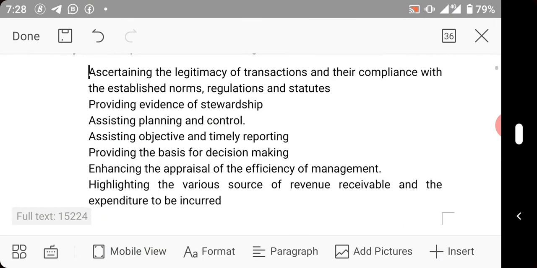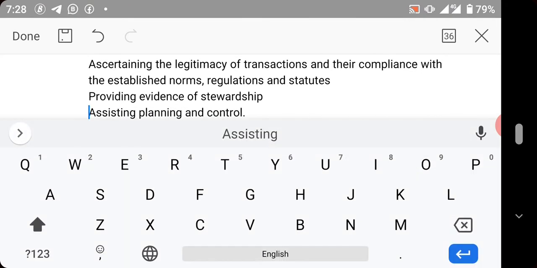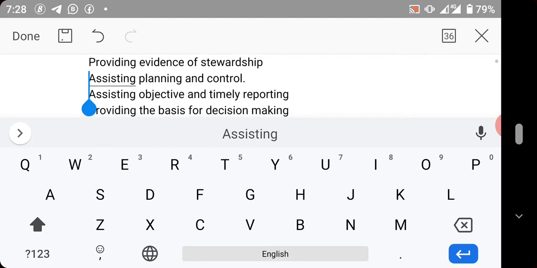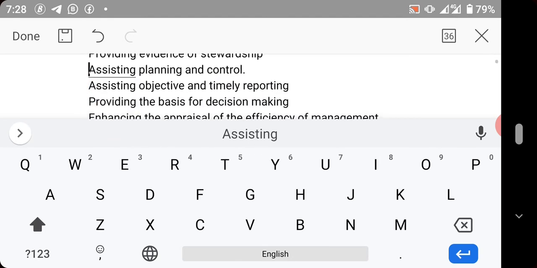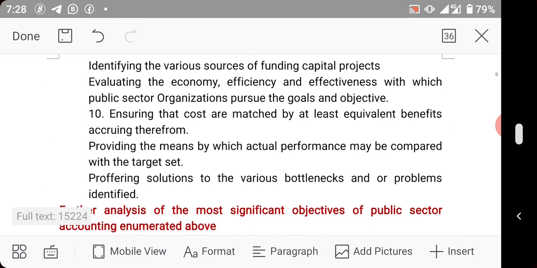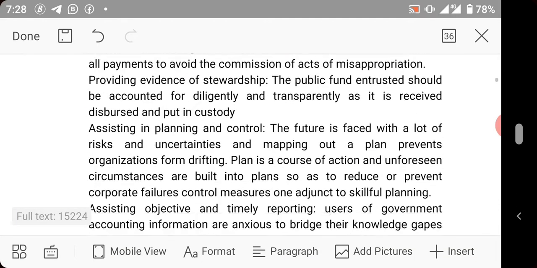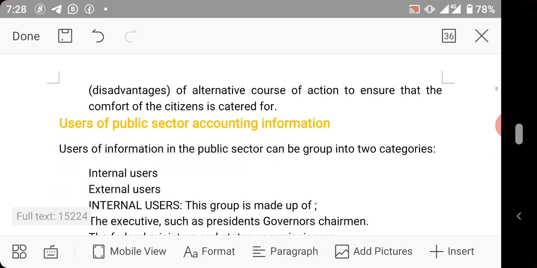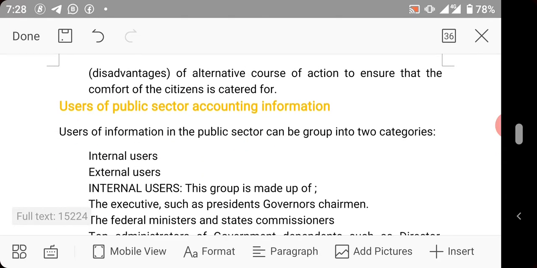The next one is assisting in planning and control. The next one is assisting objectives and timely reporting, providing the basis for making decisions. Now that is it for objectives of public sector accounting. So we'll move down to the next subtopic, which is users of public sector accounting.